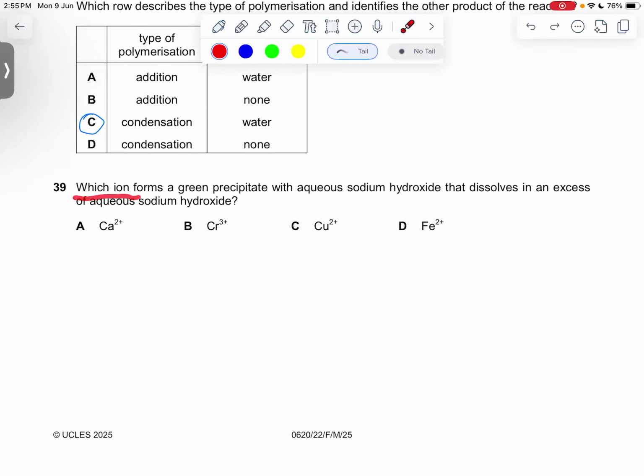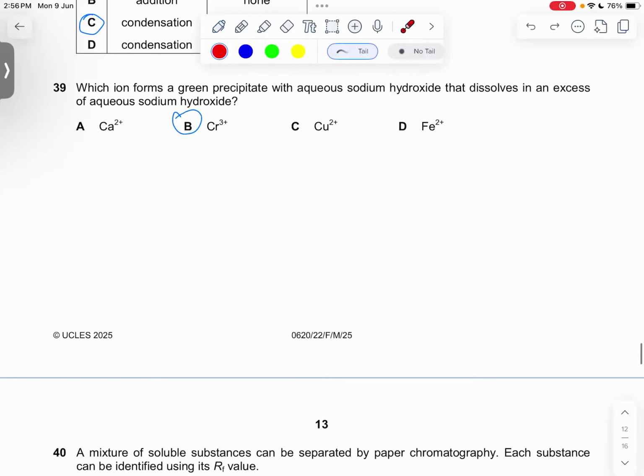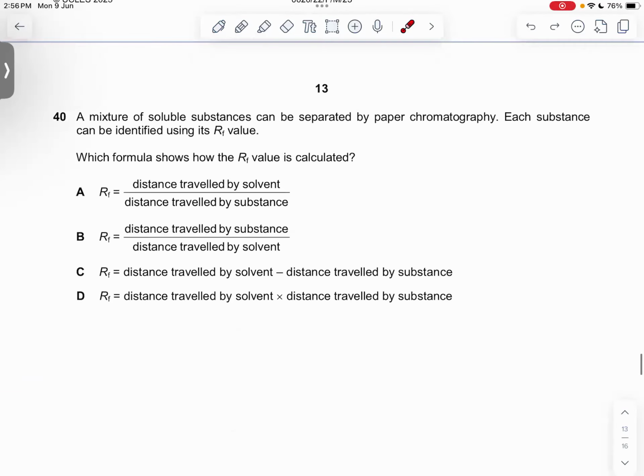Okay, next question. Which ion forms a green precipitate with aqueous sodium hydroxide that dissolves in an excess of aqueous sodium hydroxide? A similar question came in October/November 2023, which we did in yesterday's class. You add aqueous sodium hydroxide drop by drop until in excess and the precipitate dissolved. If it was Fe2+, it wouldn't dissolve in excess. Cr3+ is the green one which dissolves in excess. Calcium is white, so that is wrong. Copper is blue, also wrong. So it would be either B or D. You had to remember which one dissolves: chromium dissolves in excess sodium hydroxide and iron does not.